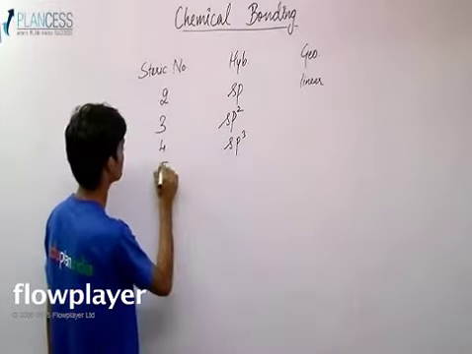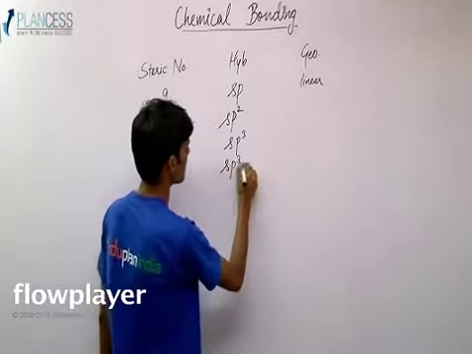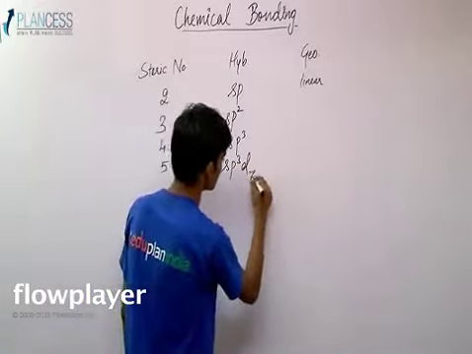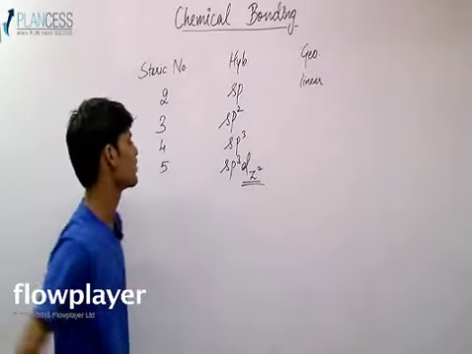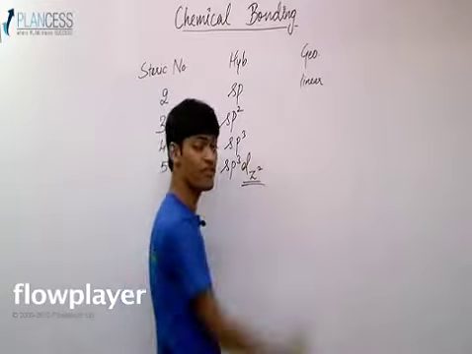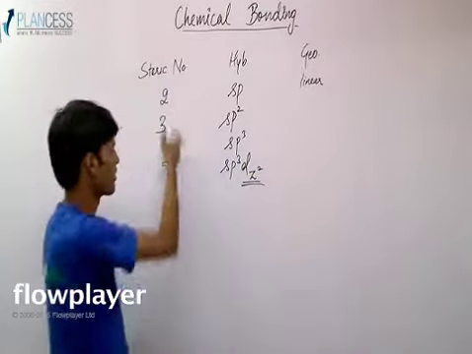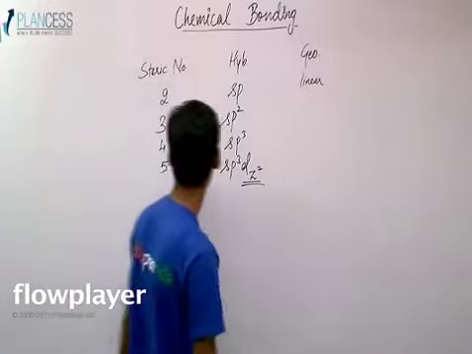If the steric number is 5, the hybridization would be sp3d, and the d orbital involved here is dz square. This is important because it can be asked as an objective question which d orbital is involved in this hybridization where the steric number is 5. So it is dz square, and the geometry in that case would be trigonal bipyramidal.